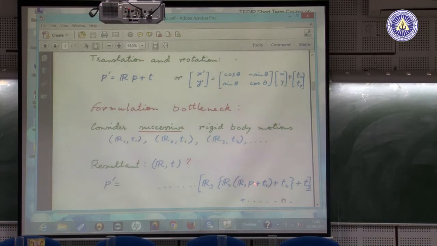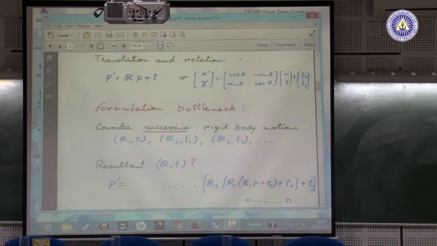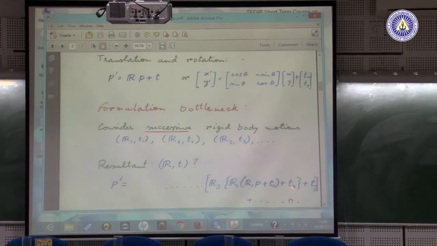You will first multiply this vector with the rotation matrix, add to that the translation vector, that becomes a new point. That new point multiplied by this matrix and this vector added to it, that will be the next point, next new point, that is after the second rigid body motion.